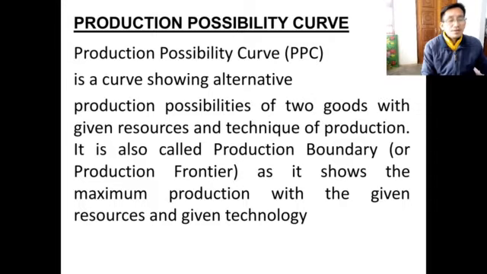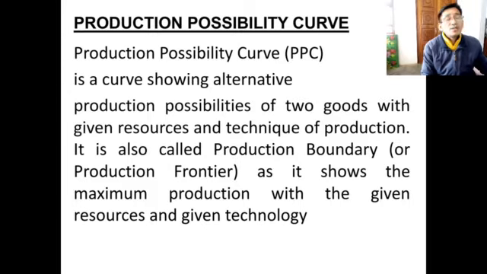Production possibility curve is a curve showing alternative production possibilities of two goods with given resources and technique of production. It is also called production boundary or production frontier, as it shows maximum production with the given resources and given technology. Why do we study production possibility curve?